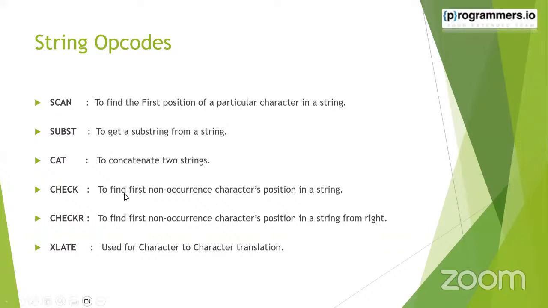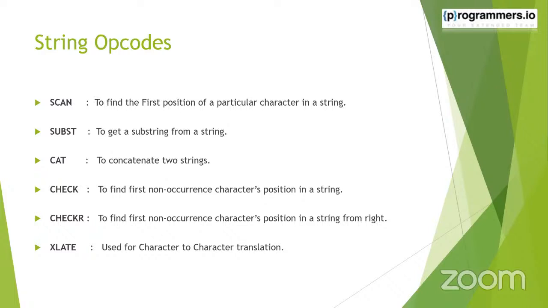Subst will find a particular substring from a string. Like my name is Himanshu Gehlot, and you want to extract the surname from here, the Gehlot. We do this kind of thing using the subst opcode. And the cat opcode is used to concatenate two strings. Like you want to concatenate the first name with the last name, so first name plus last name. It will just add both the strings.